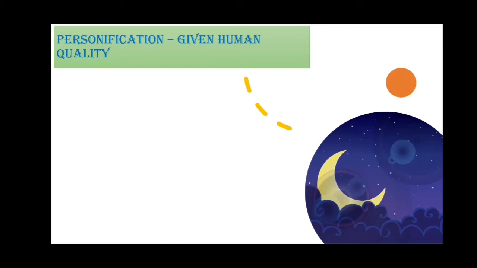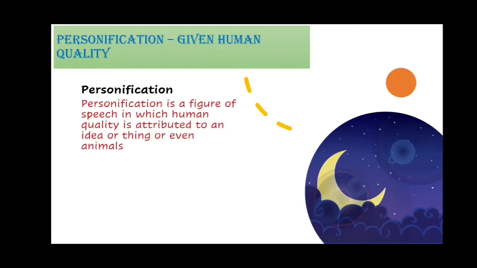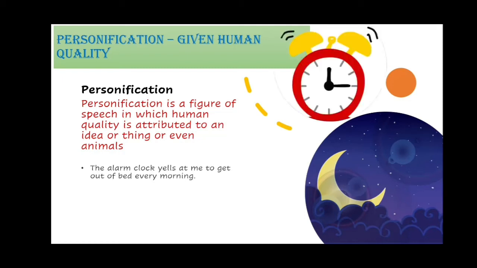Next figure of speech is personification. Personification is a figure of speech in which human quality is attributed to an idea or thing or even animals. Human quality is given to inanimate, that means non-living things, an idea, or maybe animals. For example, the alarm clock yells at me to get out of bed in the morning. An alarm clock cannot yell, but it rings, which is compared to yelling like a human. The starlit night embraced me. The starlit night hugged me like a human. The coins in my pocket were getting restless. So this was personification of non-living things.